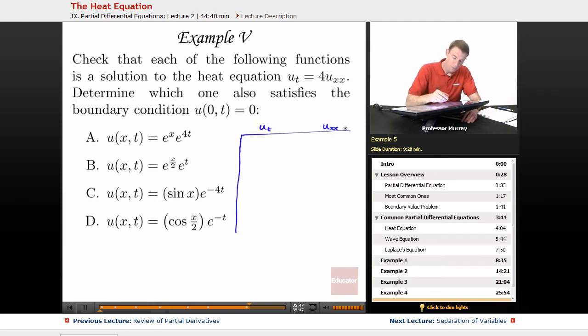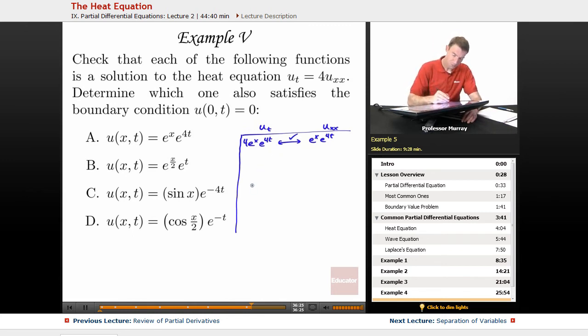For the first one, u_t would be e to the x, because that's a constant, times e to the 4t times the derivative of 4t, so that would be 4 e to the x e to the 4t. U_xx means taking the second partial derivative with respect to x, and the second partial derivative of e to the x is just e to the x, and then e to the 4t comes down as a constant. If you compare both sides, the left-hand side is 4 times as big as the right-hand side, so we do have a solution to our heat equation, our partial differential equation.